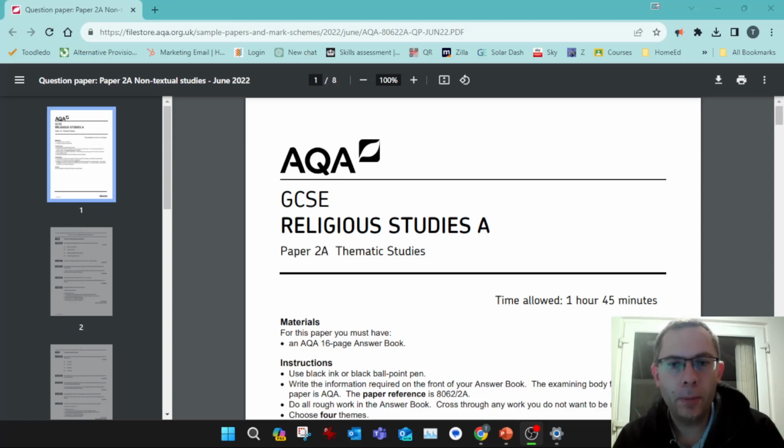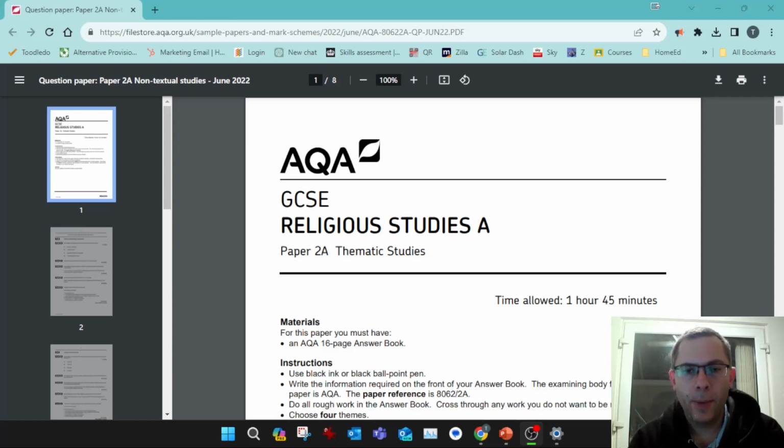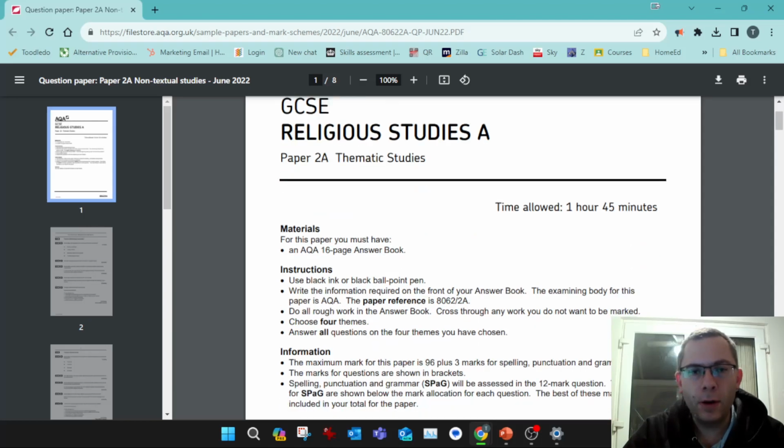Okay, so I'm going to be going through the AQA Thematic Studies paper, or specifically one section within it. Now, as you know, there are 6 sections within it. I'm just going to be looking at the Religion and Life section, which is section B. Please remember that each section should take you roughly 25 minutes to complete, so it's not very fast.